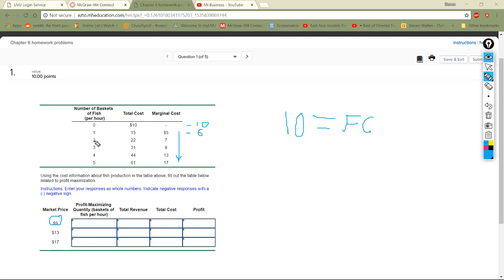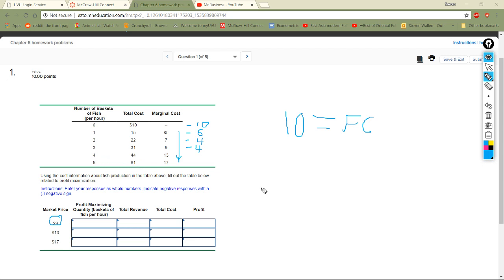9 times 2 is 18. However, my total cost is 22, so I'm at minus $4. So at least I'm getting closer. And let's see what happens here. 3 times 9 is what? 27. 27 minus 31. We're still at negative $4. Okay. And then here, we go 9 times 4. Oh, this is getting worse and worse.